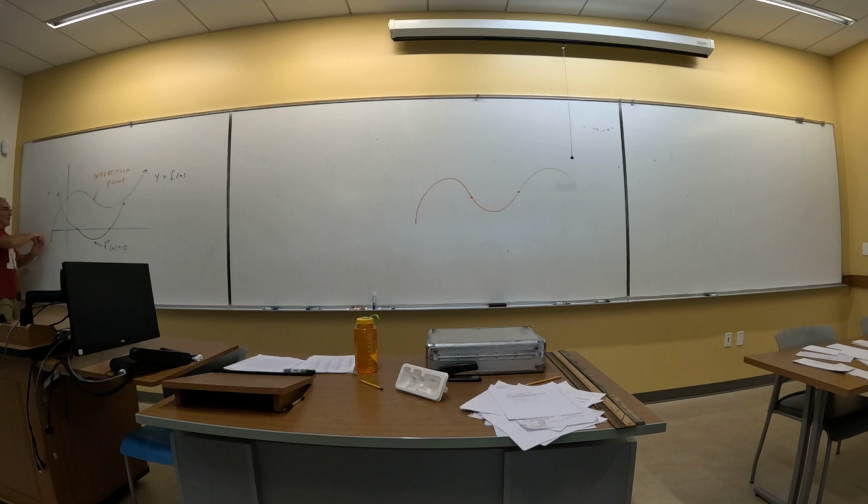Now, my graph is definitely going uphill, but it's slowing down, isn't it? My slopes went from steep positive to less positive to less positive to 0 to a little bit negative to big negative. All of my derivatives were getting smaller and smaller and smaller. So in this region right here, my second derivative is negative, isn't it? Because my derivatives are getting smaller.